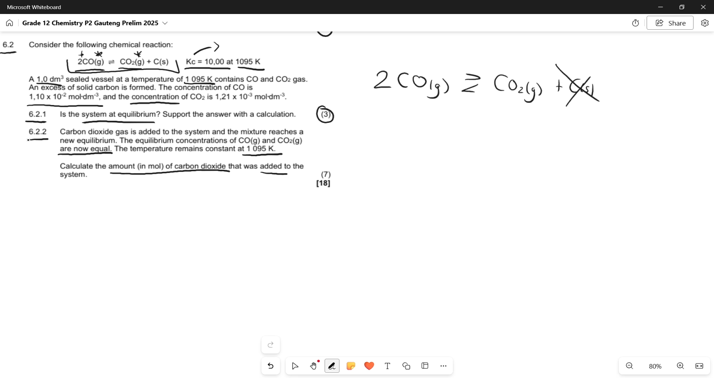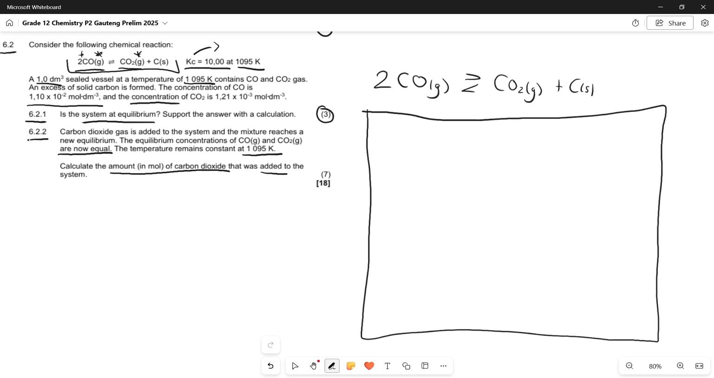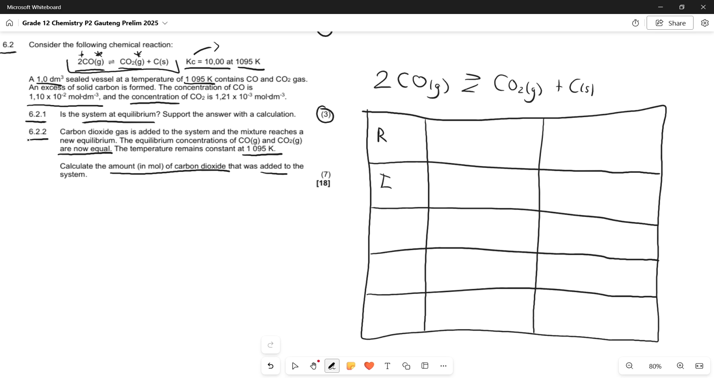Our solid isn't important for what we're about to do because we are about to do a rice table with the gases. So a rice table is something like this, where we have R, I, C, E, and then we have C again, which is our concentration. So R means the ratio, I means the initial amount of moles, C is the change in moles, E is the equilibrium in terms of moles, then as we mentioned here, C is our concentration, which is no longer in moles. So the whole first portion over here has to do with moles.